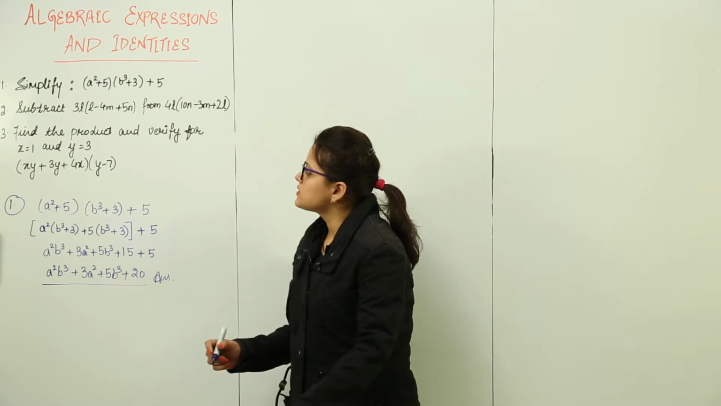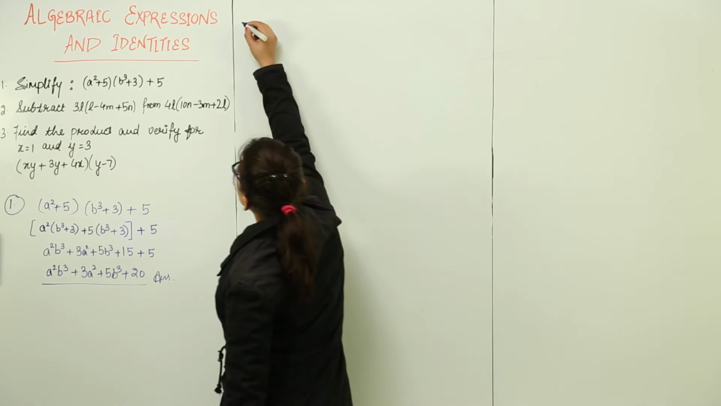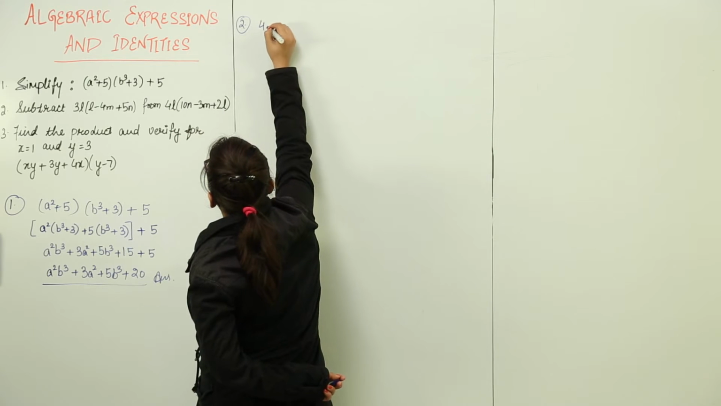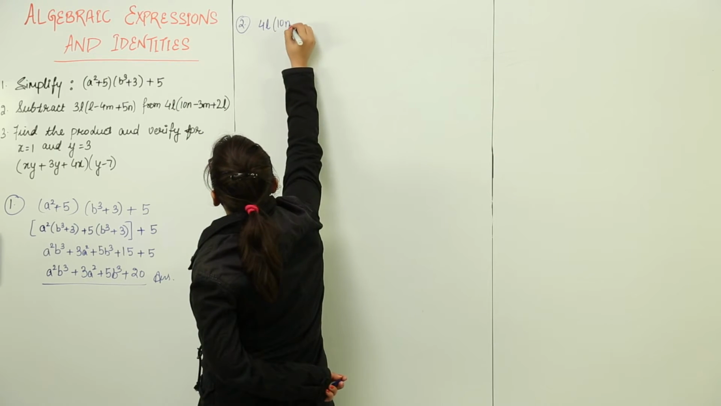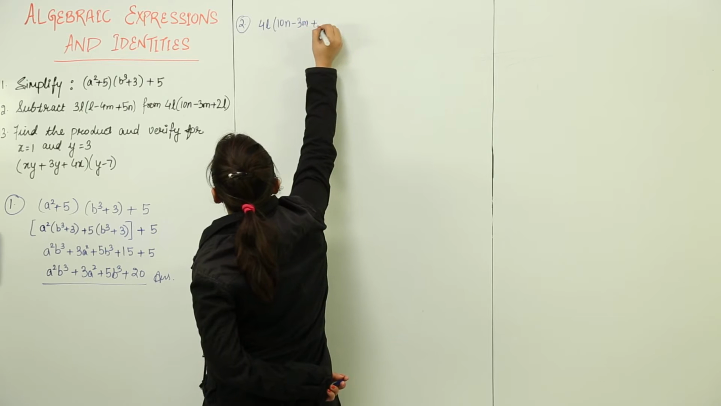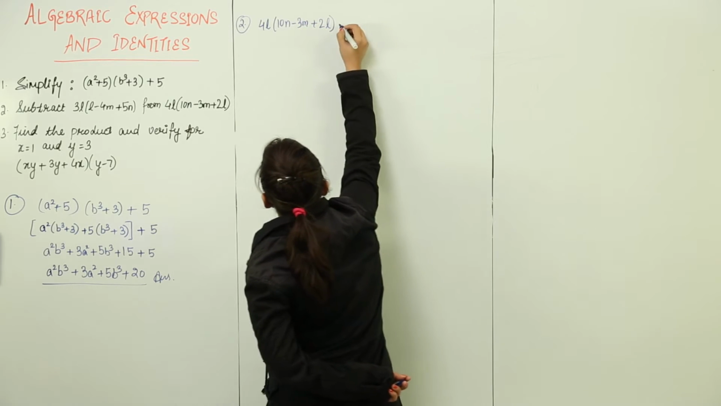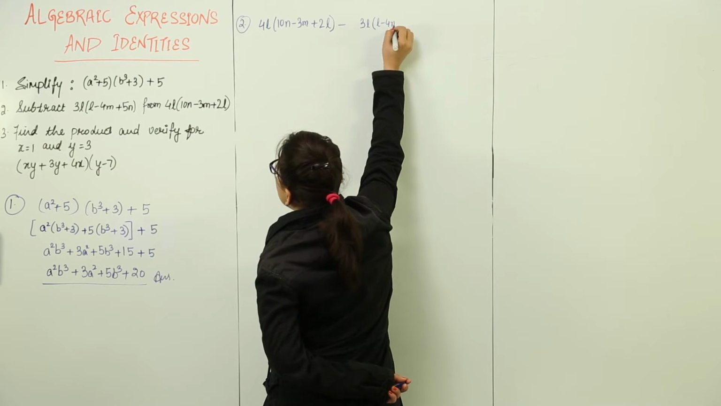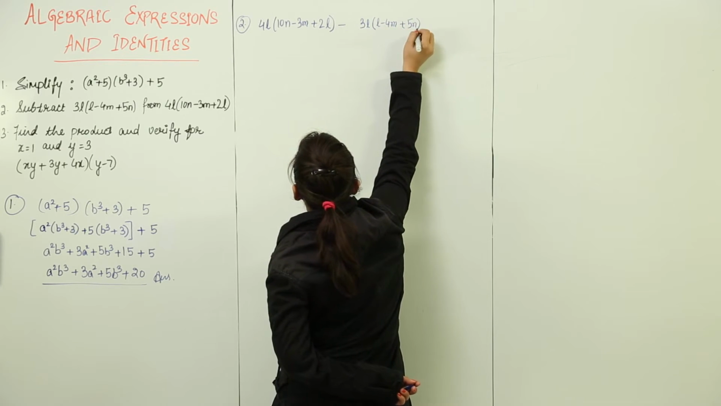Next question says we have to subtract these terms. So we will be doing the subtraction. Let us write the first term at first: 4l(10n minus 3m plus 2l). We will be subtracting 3l(l minus 4m plus 5n) from this.